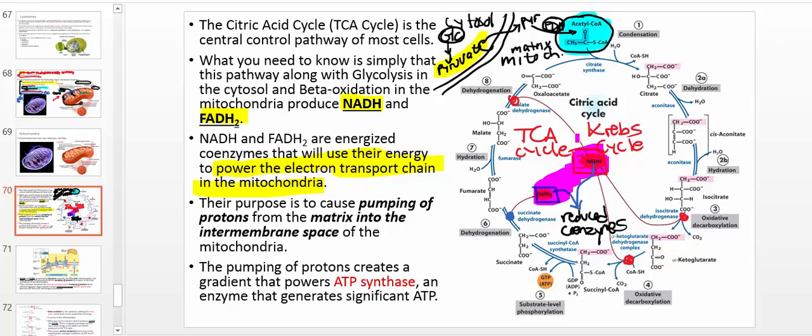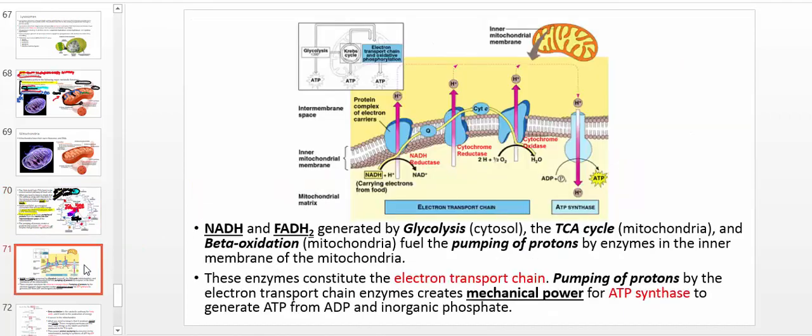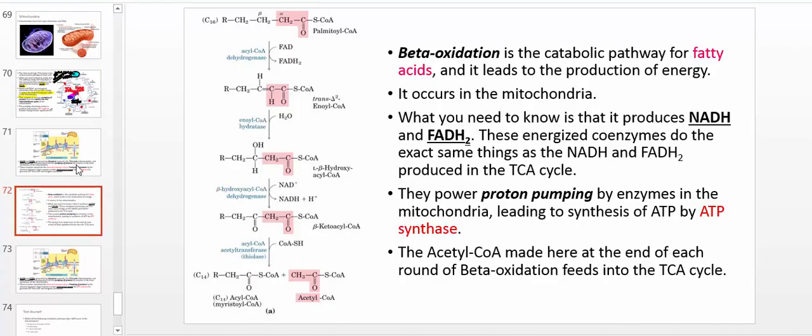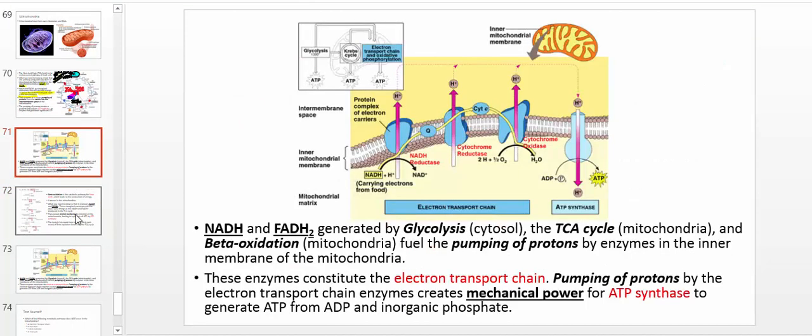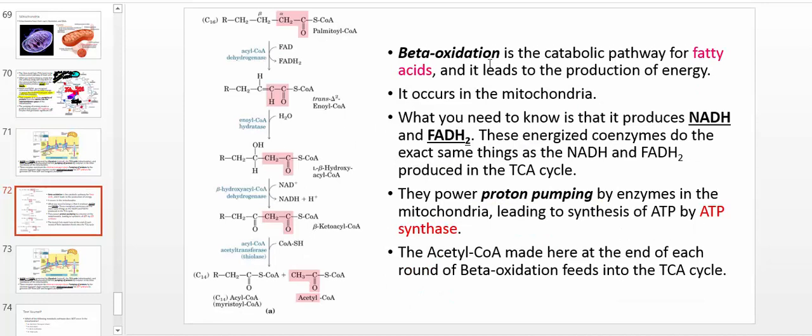Now, the nice thing about the citric acid cycle that's good is the same coenzymes are produced in beta oxidation. So we're going to look at beta oxidation in just a minute. We'll come back to that. But the same coenzymes are produced here. In fact, let's do this slide really quickly. Okay? Beta oxidation is the catabolic pathway for fatty acids, and it leads to energy production.